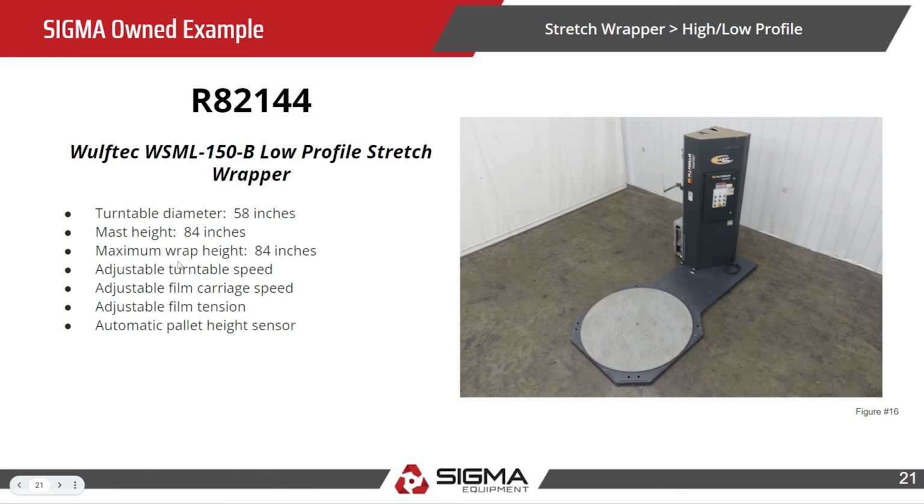For a low profile, it is R82144, which is this one right here. The turntable diameter is 58 inches. The mast height is 84. The maximum wrap height is 84 inches. And it's got adjustable turntable speed, film carriage speed, and film tension.